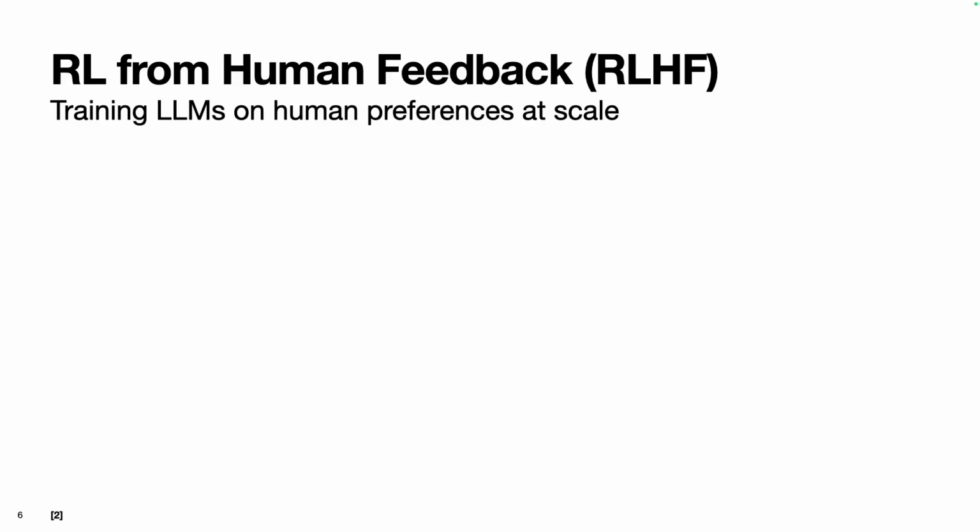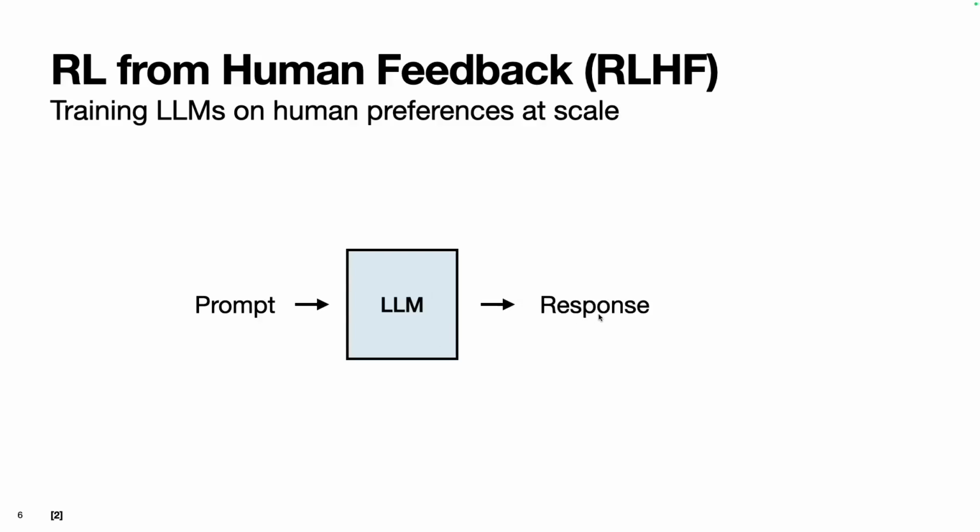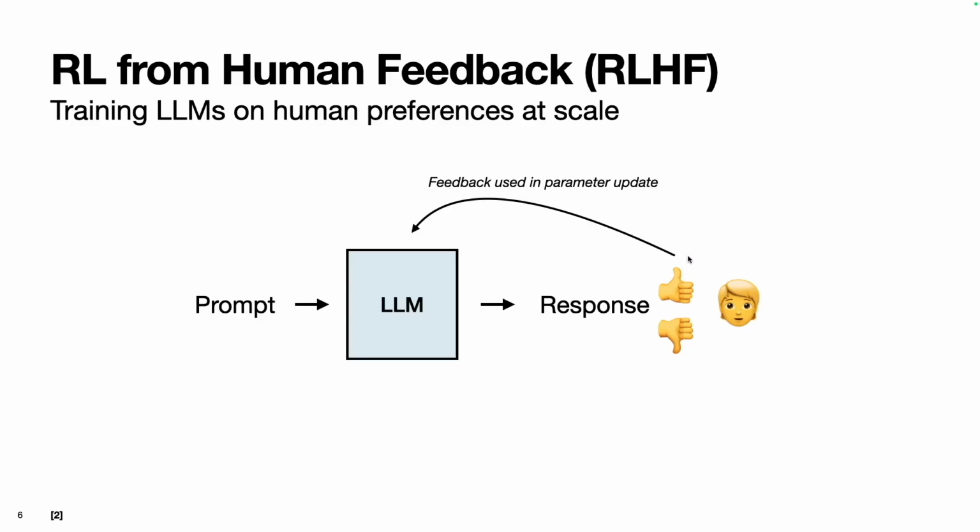So if we wanted to train an LLM on human preferences using reinforcement learning, it might look something like this, where we take a prompt, we pass it to a large language model, and we have it generate a response. And then what we do is we have a human look at the response and say whether they liked it or they didn't like it. And then through reinforcement learning, we can take this feedback and update the model parameters, pass in a new prompt, generate a response, and just do this feedback loop over and over again.